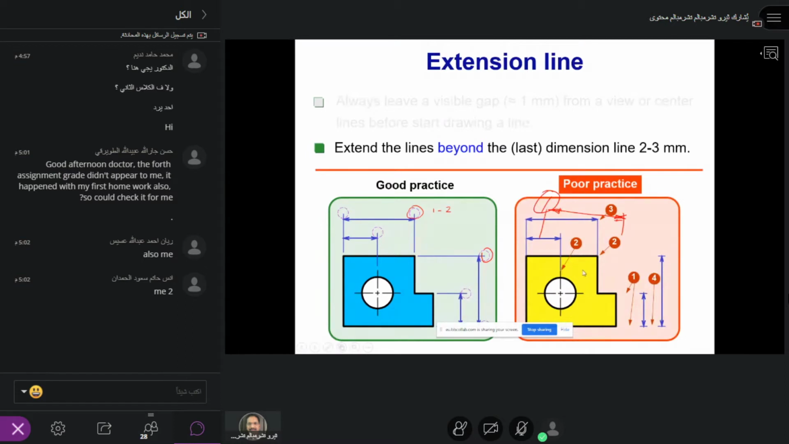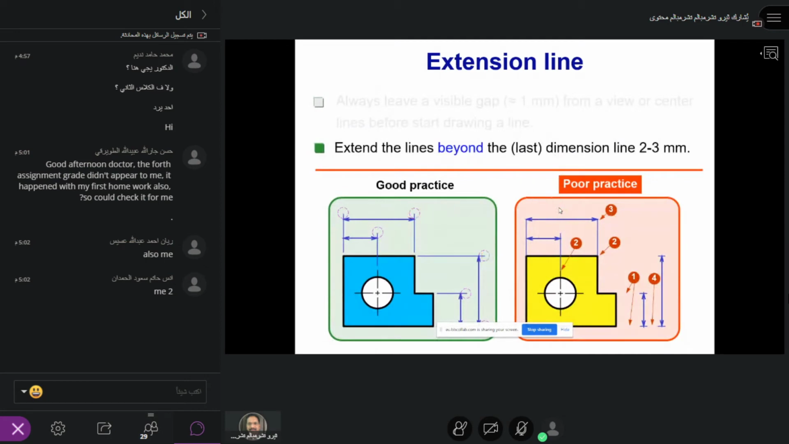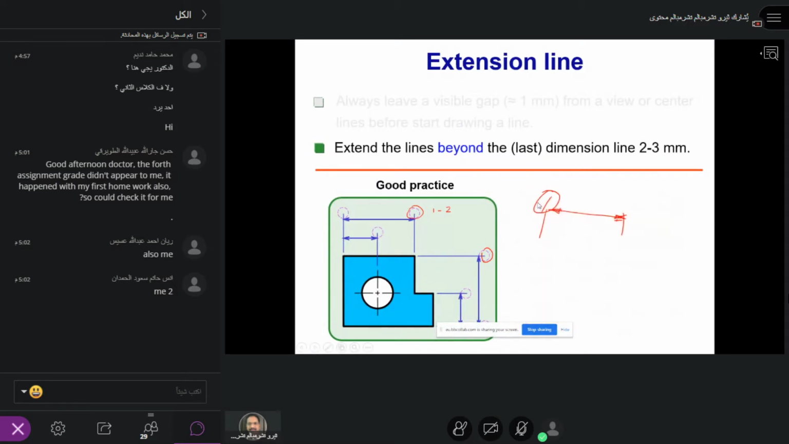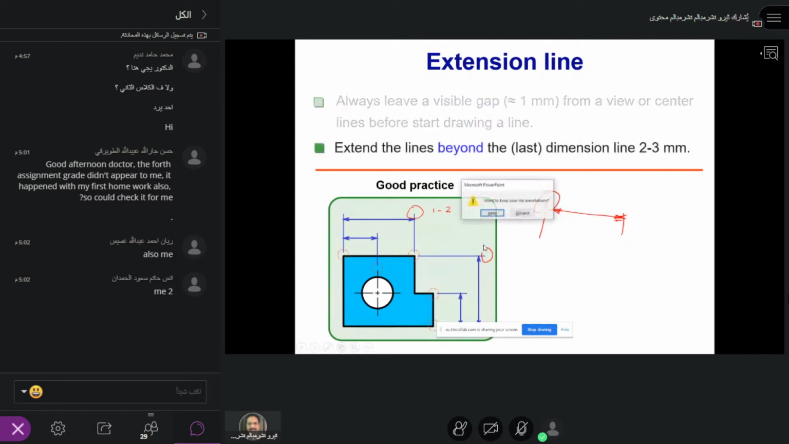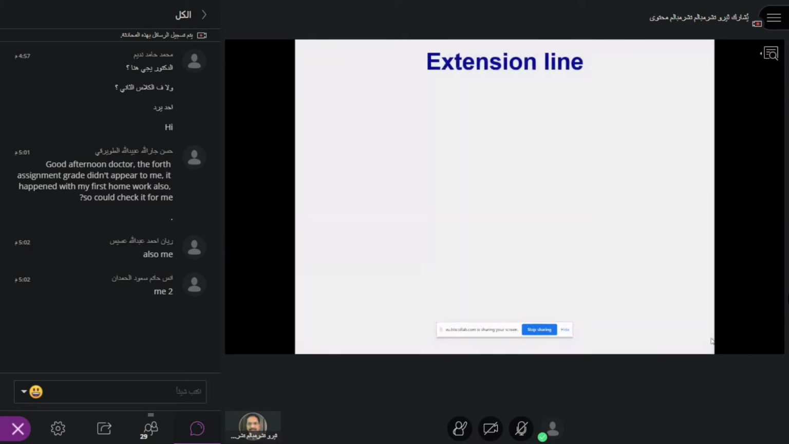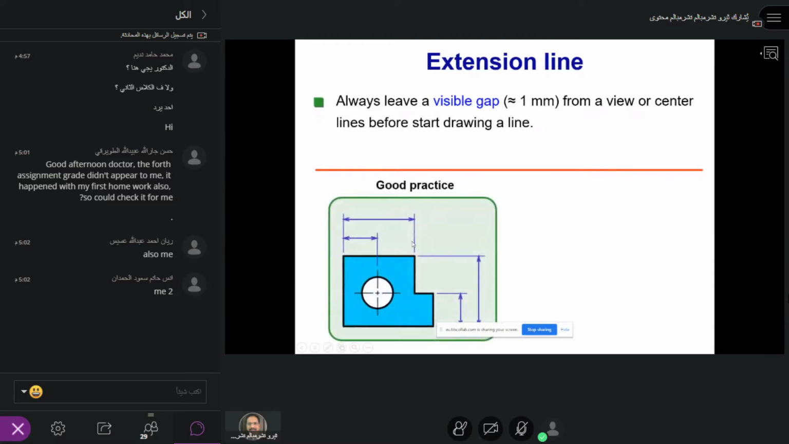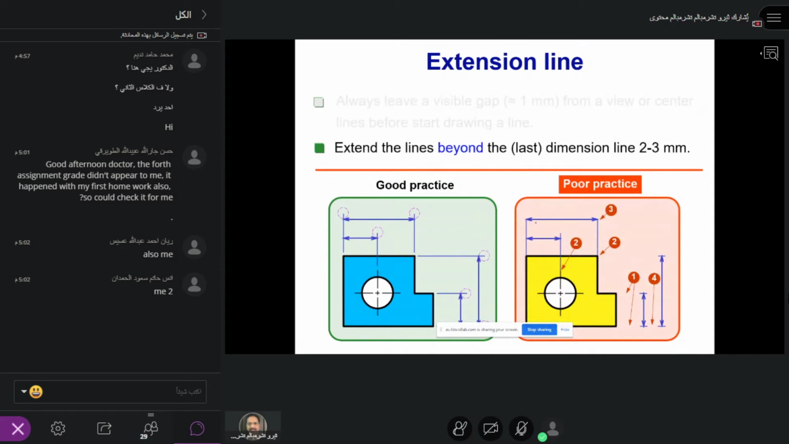So these are the poor practices here. This is much better, I think. Right. Let's see what the poor practices are here. The visible gap. The poor practice, you see, this is wrong because there's no gap, no extension of this line, so this is wrong.